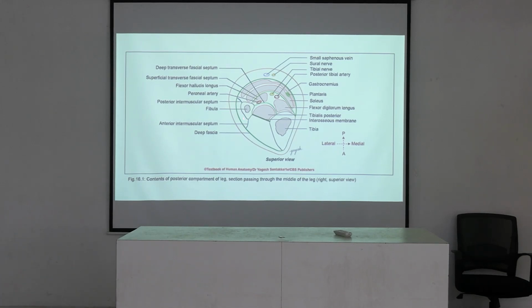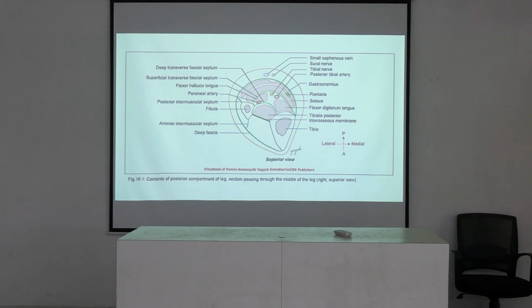We are getting the lateral compartment, which is being contributed by this deep fascia and anterior intermuscular septum and posterior intermuscular septum. Here we are getting the peroneal group of muscle. We are not concerned with this compartment. So we are concerned with this compartment, that is the back of the leg.